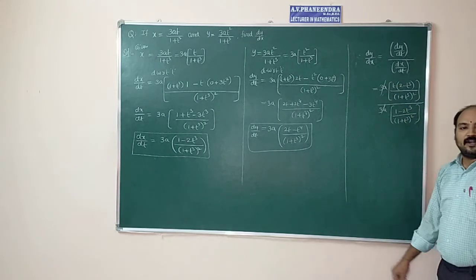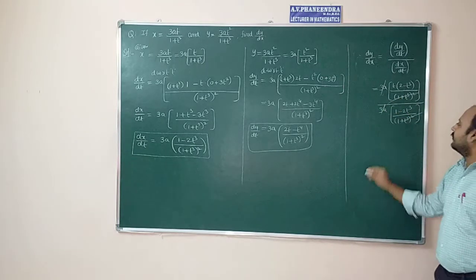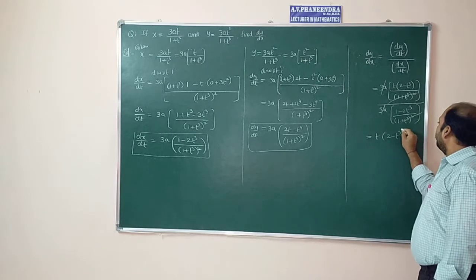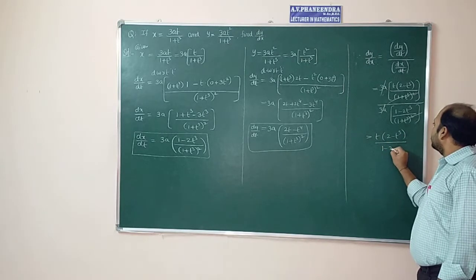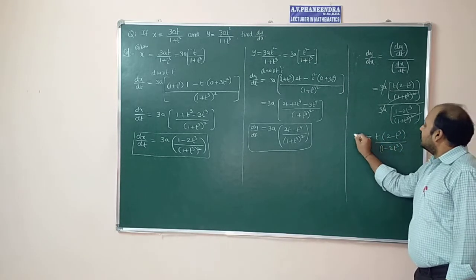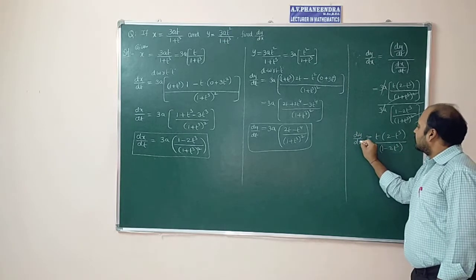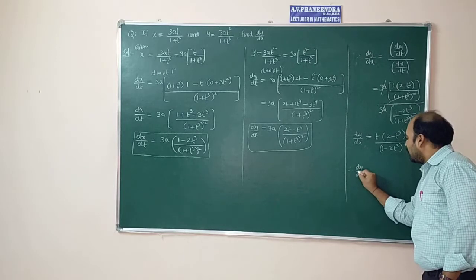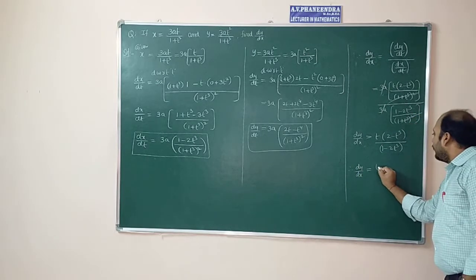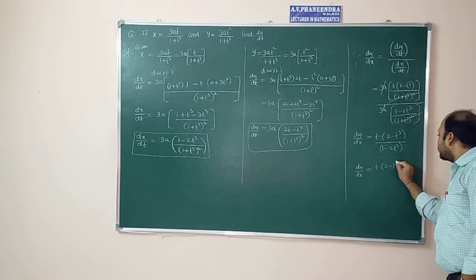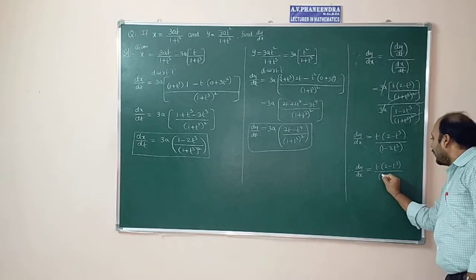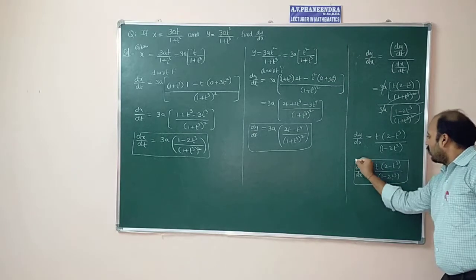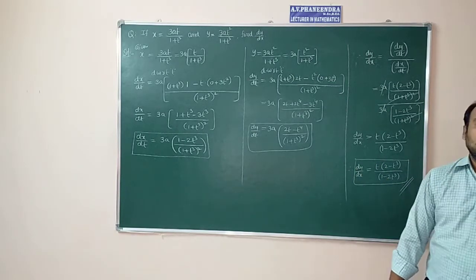Here 3a gets cancelled and both the denominators also cancel, which is equal to t into (2 minus t cube) whole divided by (1 minus 2t cube). This is the value of dy by dx. Therefore, dy by dx is equal to t into (2 minus t cube) whole divided by (1 minus 2t cube). This is the value of dy by dx.